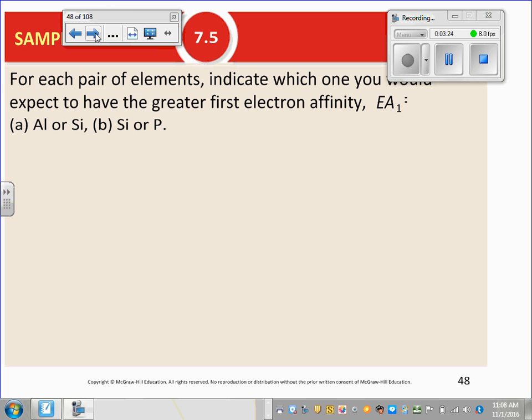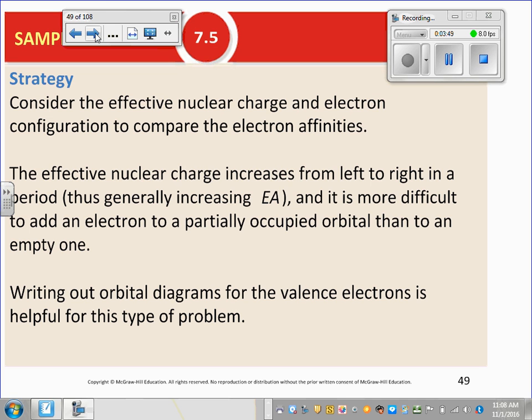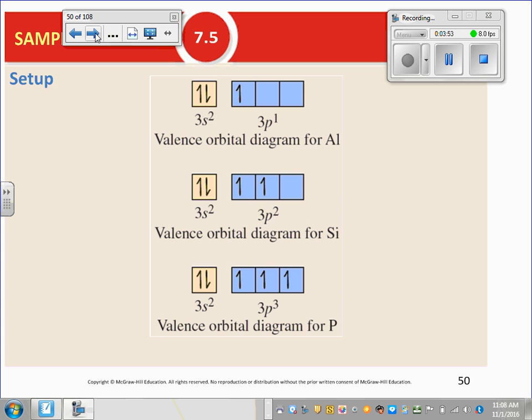So looking at, we're talking about EA1, the first electron, aluminum or silicon. Again, aluminum and silicon, we're going 3A and 4A. And silicon or phosphorus, we're going 4A and 5A. So again, writing out the orbital diagrams, there's aluminum, there's silicon, there's phosphorus. We see both aluminum and silicon have an open box. But silicon has one more proton, because it's to the right of aluminum. So it's going to have a higher nuclear charge, higher positive charge, so it's going to attract the electron easier. So silicon should have a higher EA than aluminum.